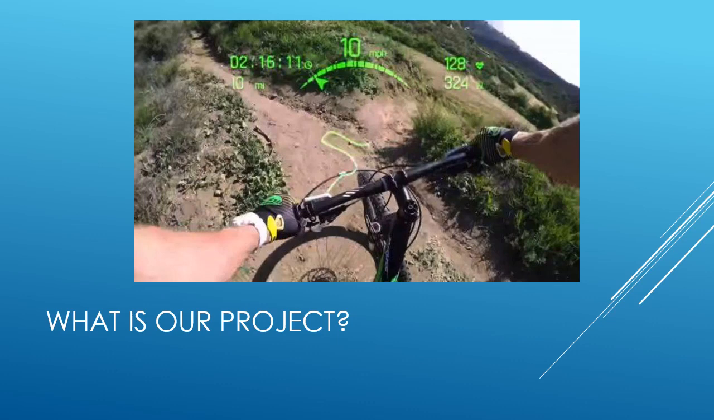Our project is designed for cycling-focused athletes so that they can see their performance data in real time. The metrics that our project presents are velocity, power, cadence, temperature, elevation, and distance.